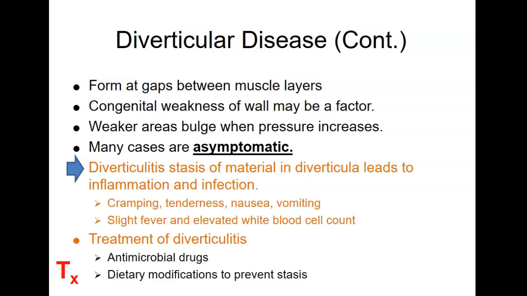So a person will have cramping and tenderness. They might want to throw up. They might run a slight fever. We're not talking massive fever, a low-grade fever, and their white count will probably be higher as well when they've gone from diverticulosis to diverticulitis. Typical treatment is antibiotics to reduce the symptoms, and then diet modification to avoid things that are going to cause the flare-up.